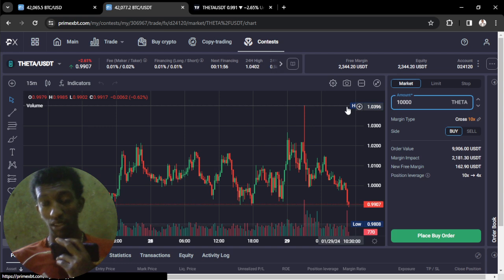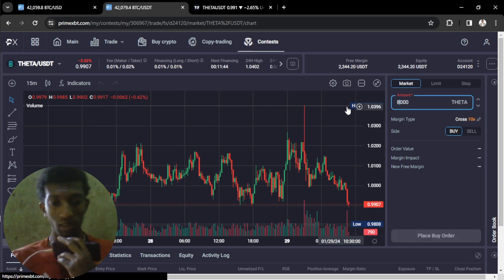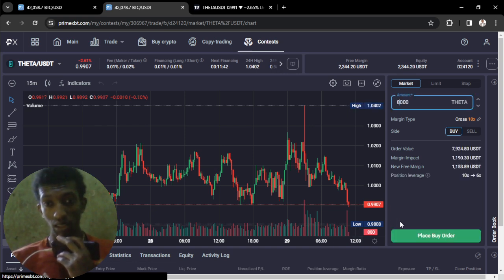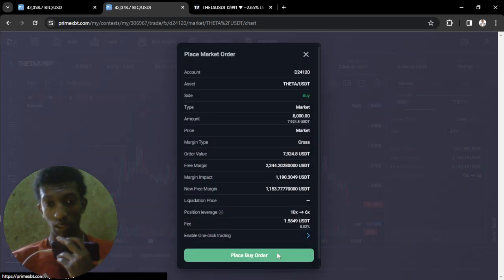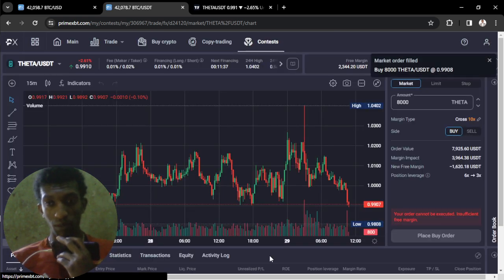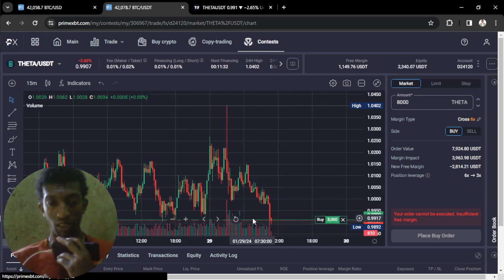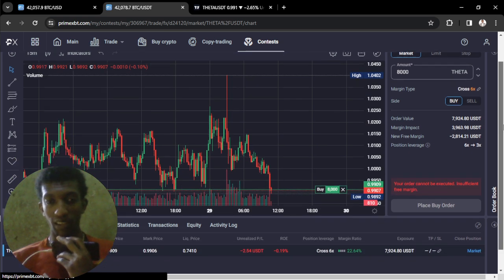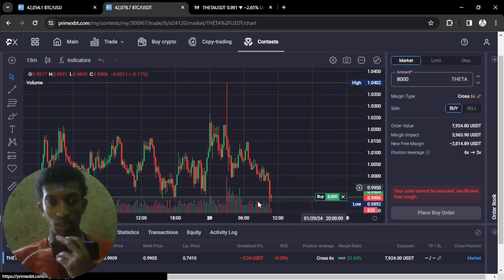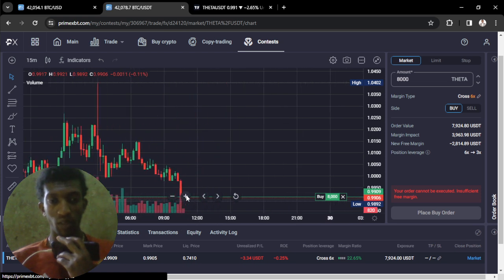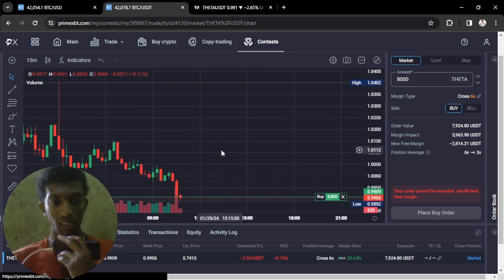Not 1,000, but 10,000, no, maybe 5,000, maybe 8,000. Yeah, that is great. We'll be selling this thing. As you can see, this is theta. Theta, the previous one, the previous consolidations that we identified, right?